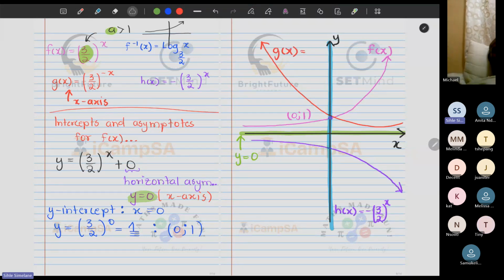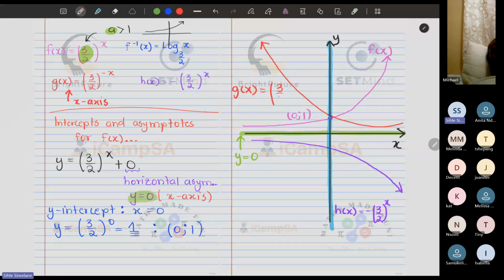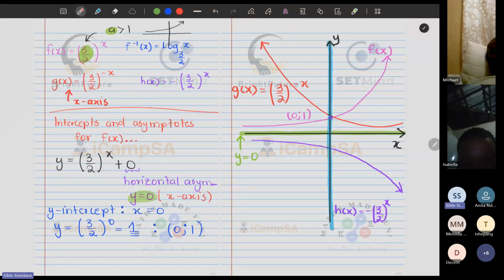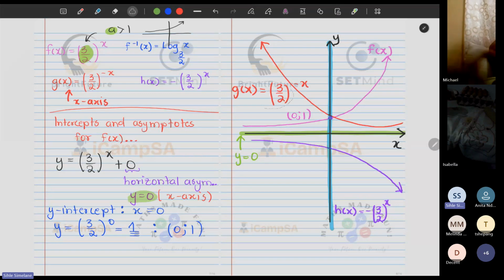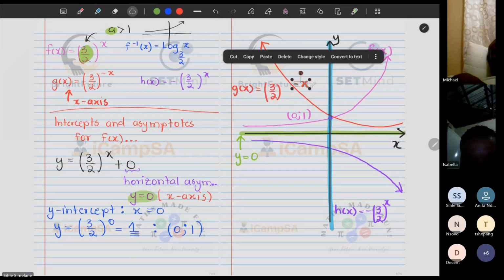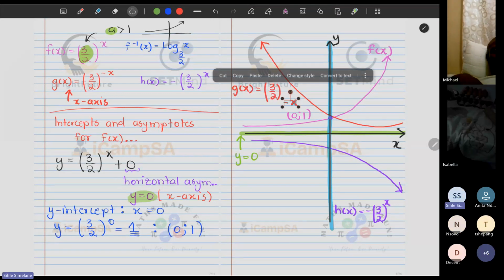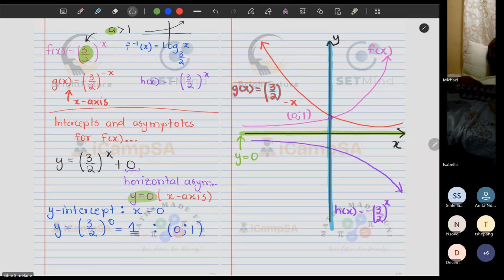Do you guys understand? Yes, give me a thumbs up. If no, please ask. So when you say reflect, you are saying create a mirror about the y-axis. So the graph should make sense. G of x is 3 over 2 to the power of minus x. Okay, that is what we have. Let me create some space to just sort this out here.